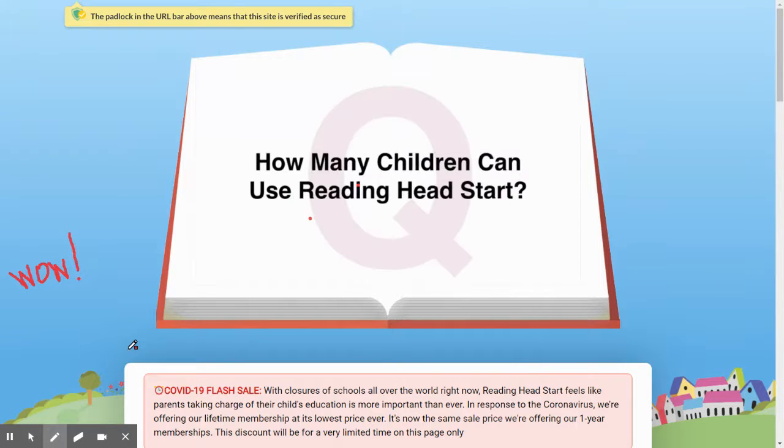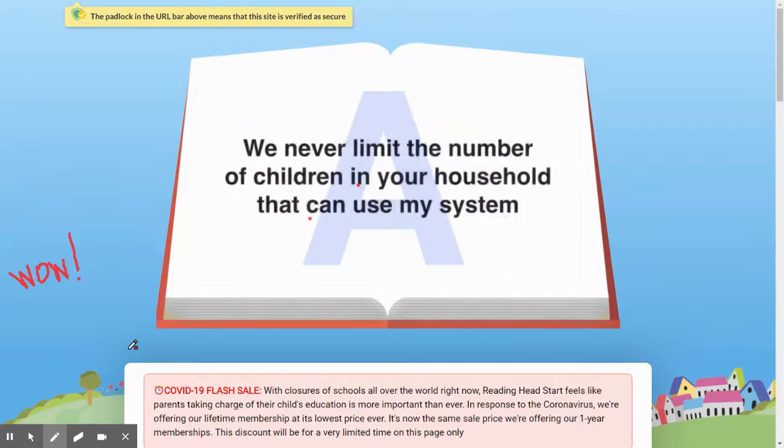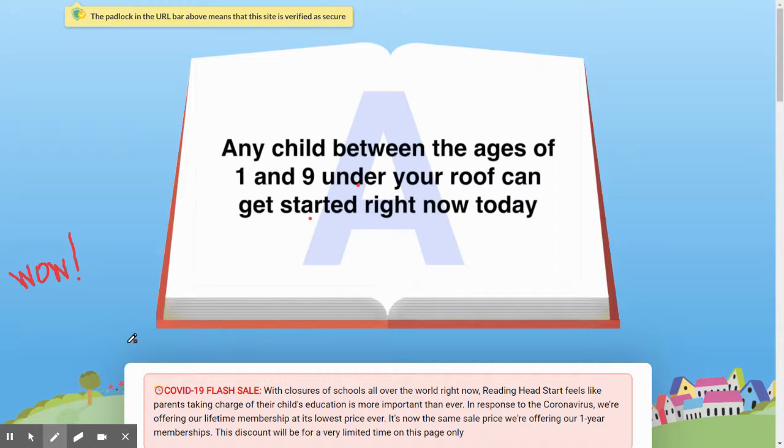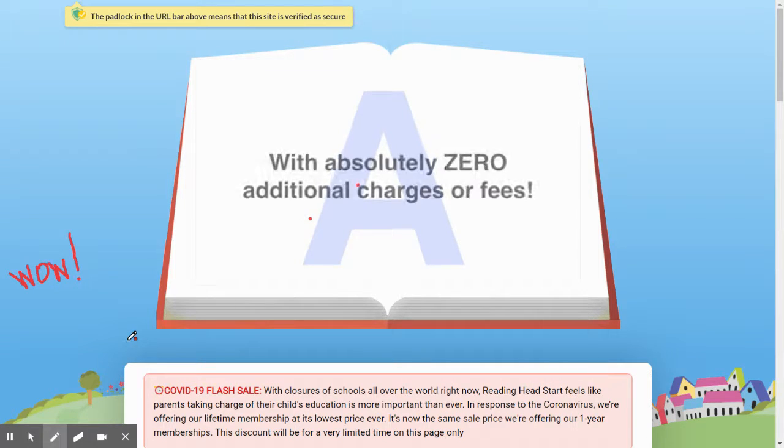How many children can use Reading Head Start? We never limit the number of children in your household that can use my system. Any child between the ages of 1 and 9 under your roof can get started right now today with absolutely 0 additional charges or fees.